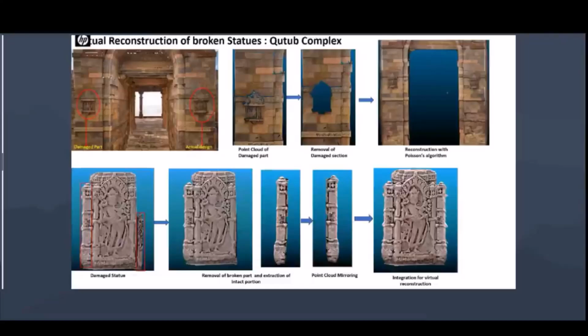As you can see here, this was a statue in which one part was intact and the other part was broken. So what we have done is virtually we have removed this broken part, taken the intact part from the other side, created a mirror replica, mirror image, and then attached it here, integrated it, and this all was for virtual reconstruction. So these all are virtually done. Later on, once they are done virtually, if you want to do the restoration work, that also can be done.